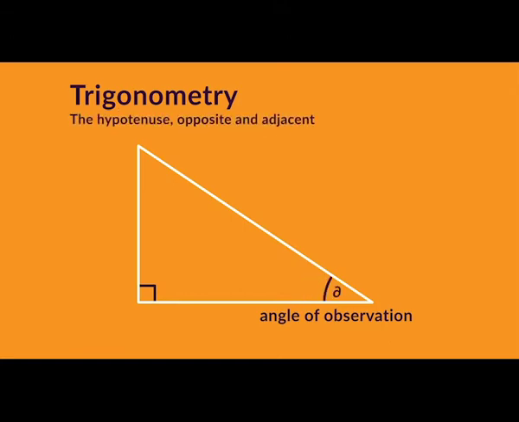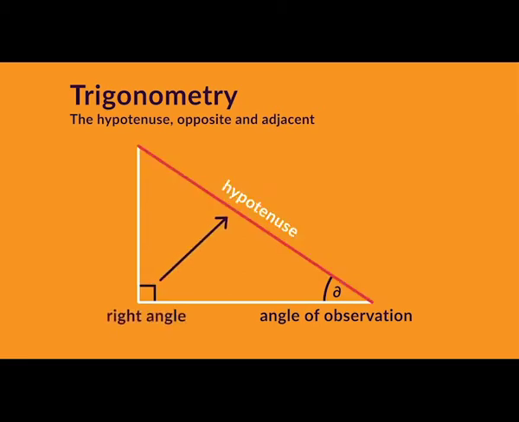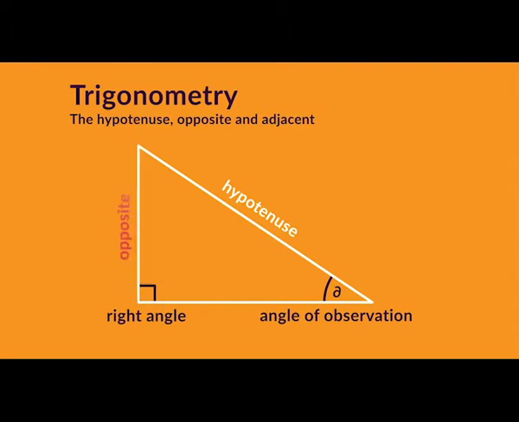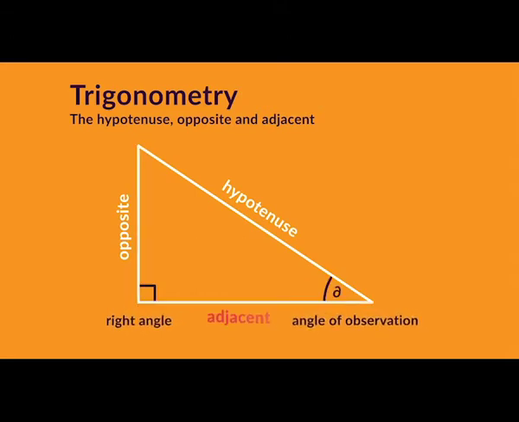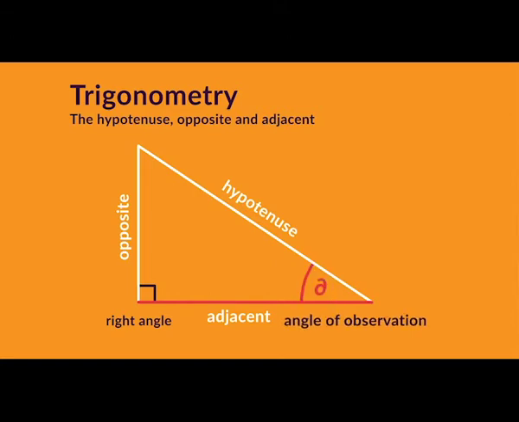When working with trigonometry, we need to start by naming a triangle's sides. The hypotenuse is the side directly opposite the right angle, and also the longest side of a triangle. The longest word for the longest side. The opposite side is an easy one. It's directly opposite the angle of observation. And the adjacent side? Adjacent means next to, and that's exactly what it is. The side next to the angle of observation.